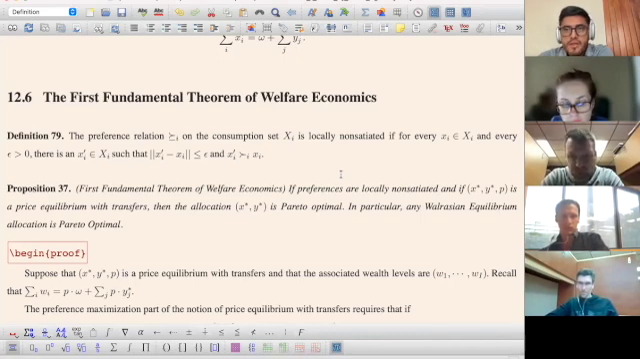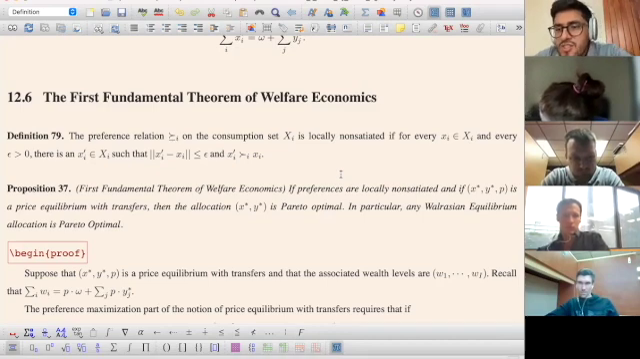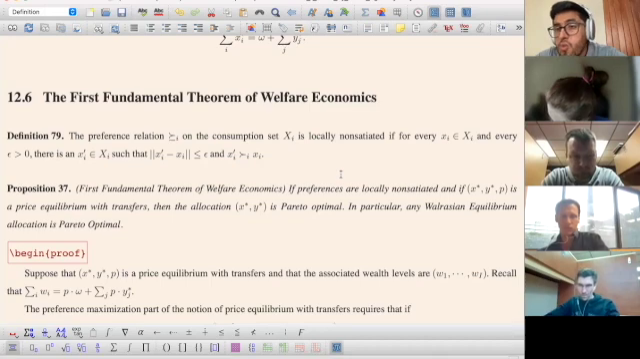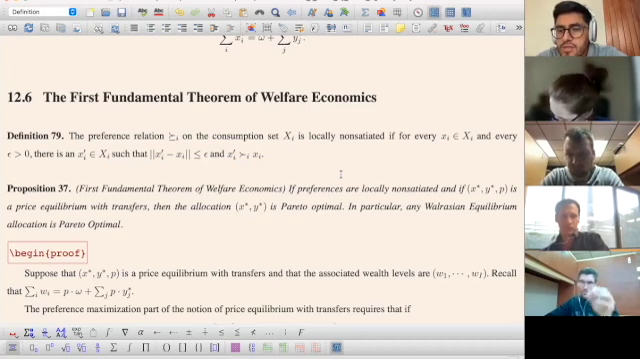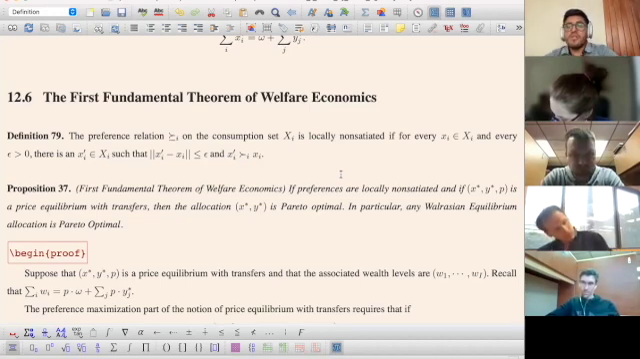Pareto optimal. So yet again, I will remind you that Pareto optimal essentially means that you're maximizing a social welfare function. That essentially tells you this principle that you're going to reach an allocation that is not wasteful. So you cannot improve anyone without making someone worse off, right? So this is a non-wasteful allocation, an efficient allocation. Okay. Now, we're saying that any price equilibrium with transfers is in fact Pareto optimal.